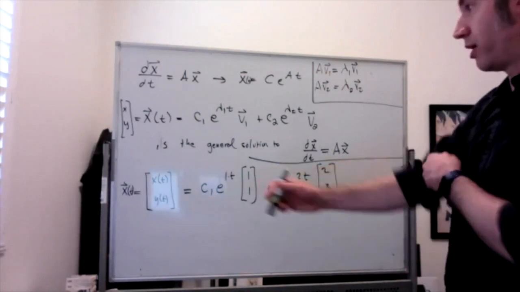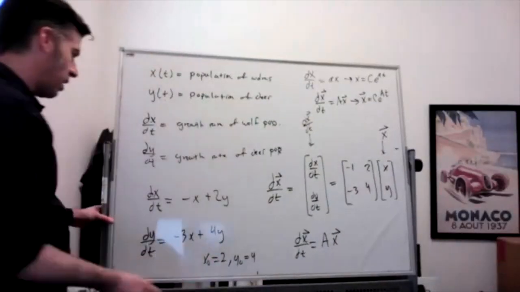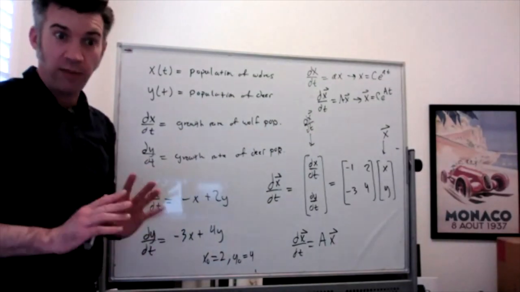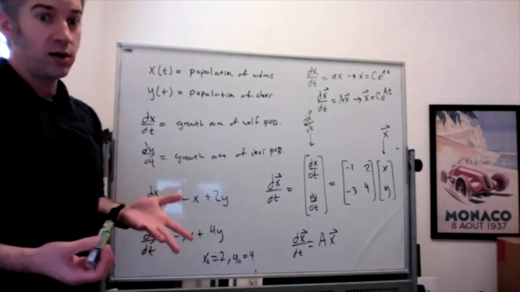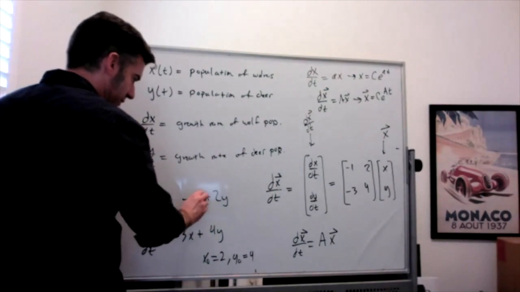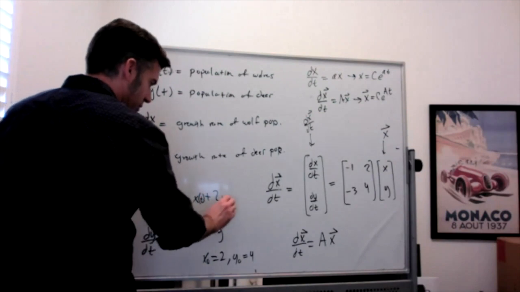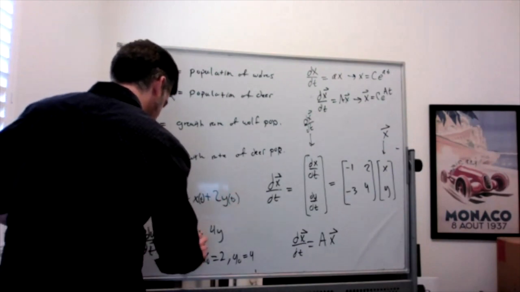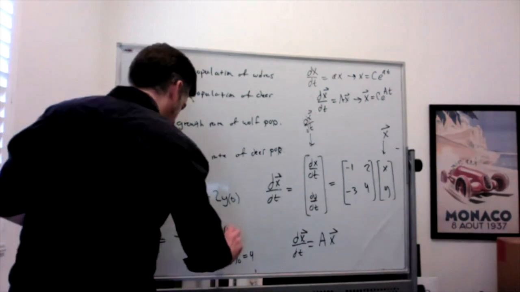Right. And so our original equations, I think I said them on the board. Well, we don't actually know what they are yet, right? We're about to find them. So what I could write is dx/dt is negative x of t plus 2y of t, and dy/dt is negative 3x of t for y of t.